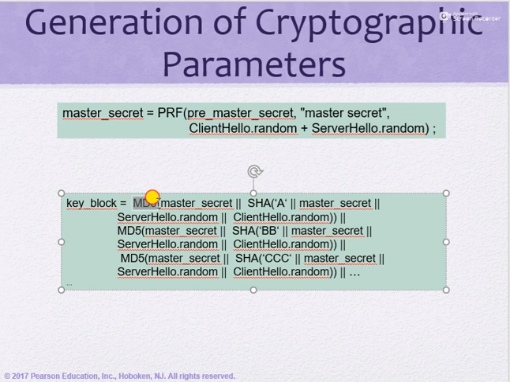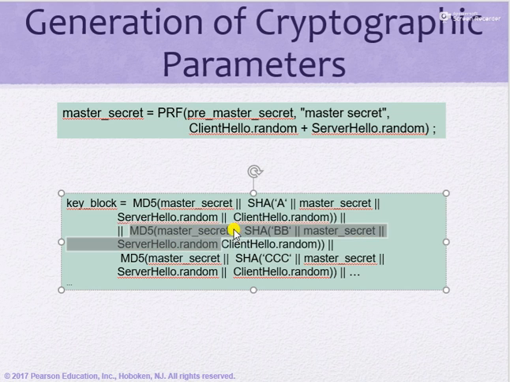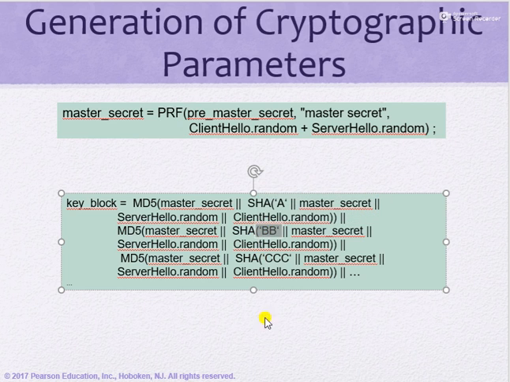We use a special hashing function MD5, and to this function we give these values as input. The master secret, obviously, is used to calculate this key block, so master secret concatenated with, and here we are calling the SHA function. To the SHA function we give a string A, concatenated with again the master secret, concatenated with the server random number and client random number, then again concatenated, here we call the MD5 function again, and to MD5 we give the master secret, then here we call the SHA function again, and then the string is changed from A to B and so on.